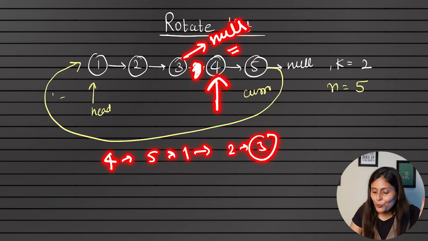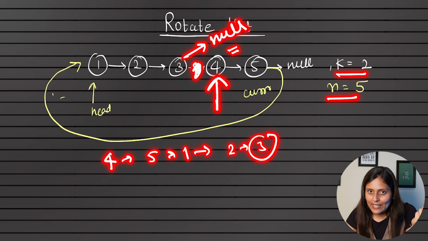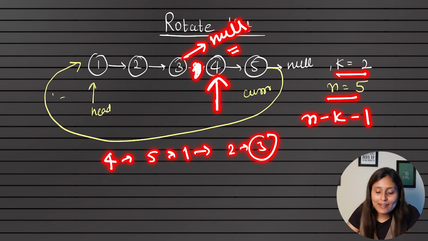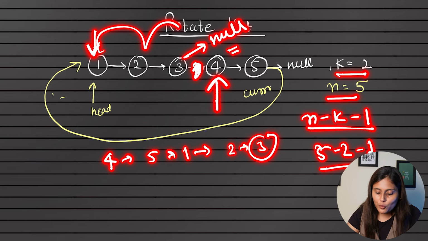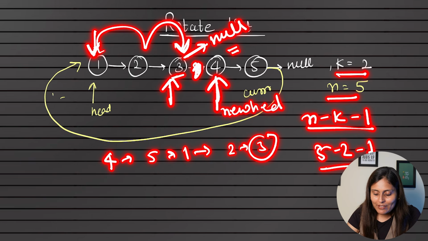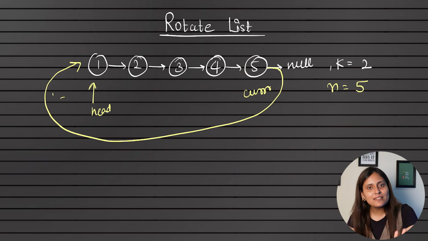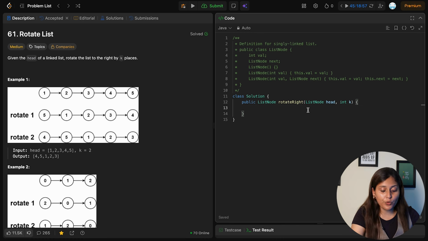So what do we have to do? Total length minus k, correct? n minus k minus 1 jumps. From where? From head. So from head, how many jumps? 5 minus 2 minus 1, 2 jumps. So one jump, two jump, and wherever I am present, just next to it I will save as the new head. This node I will connect its next to null, and I will return this new head. Done. Very simple. So let's write the code for this.